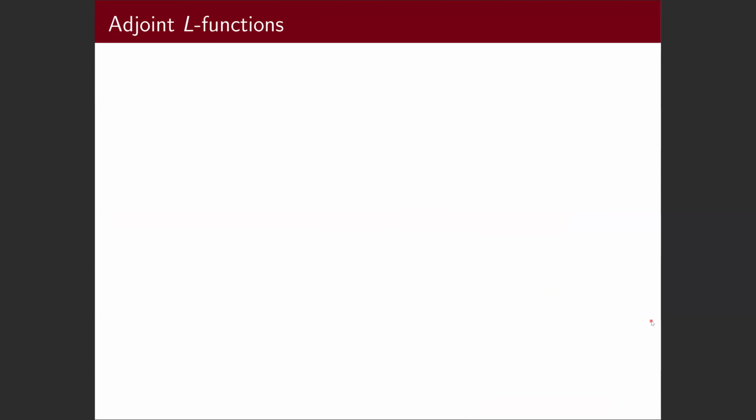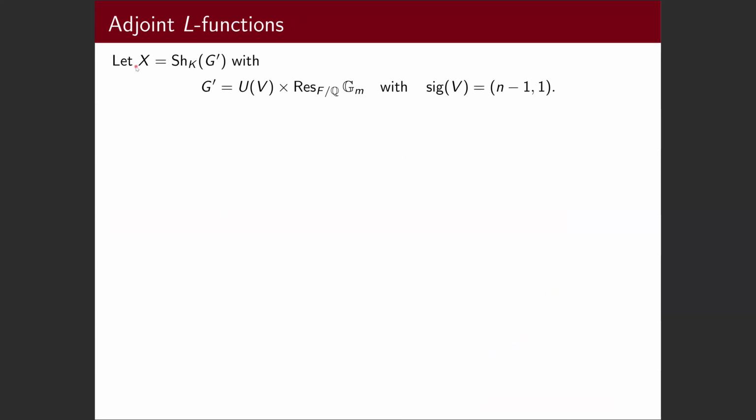Okay, so I'll move on. Now let me try to state the relation with adjoint L-functions a little bit more precisely. So I'll take a unitary Shimura variety, which I'll call X. Here X is associated essentially to a unitary group, except there's an additional torus factor, which is convenient for integral model reasons.